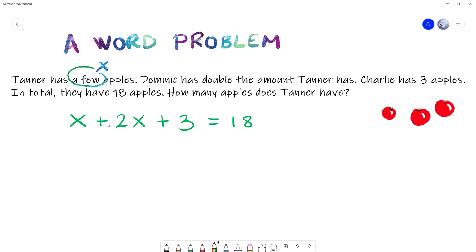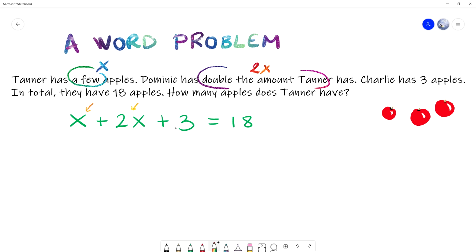Perfect. And then what is 2x? 2x is how many apples Dominic has. And why is it 2x? Why is it 2 times x? Because, like it says in the problem statement, Dominic has double the amount that Tanner has. So if Tanner had x, this is 2x. Perfect. I like it. So that explains the x here and the 2x here.